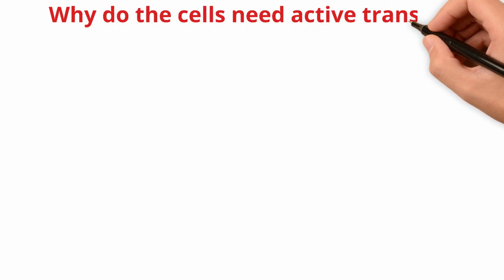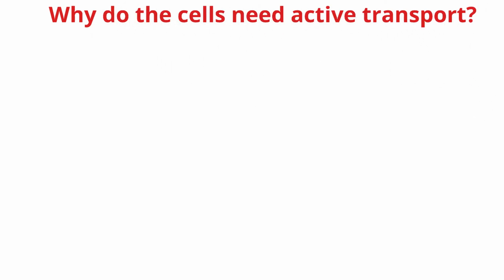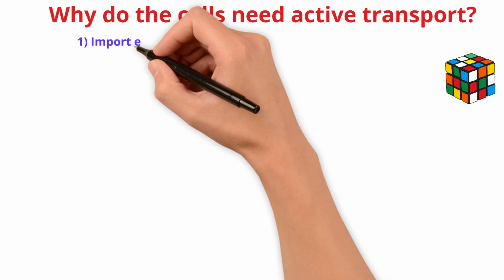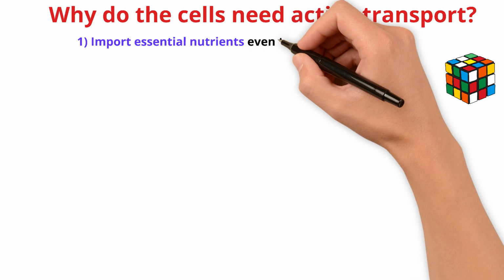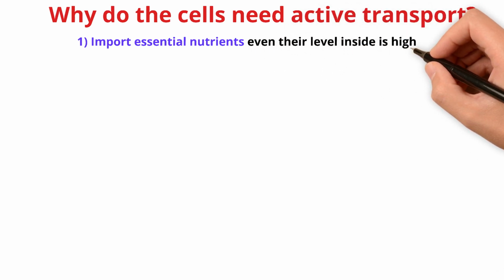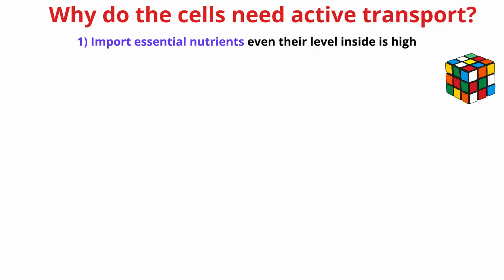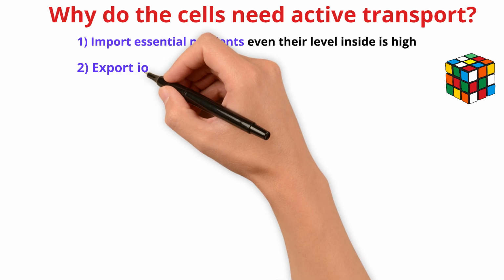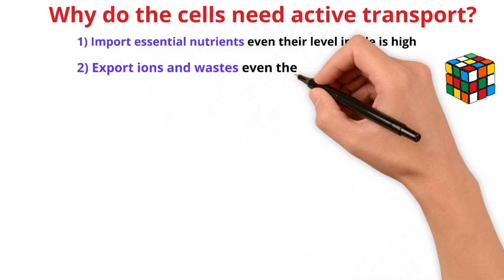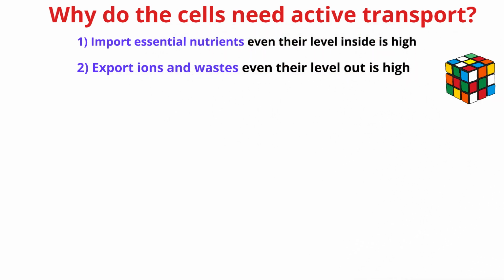So why do cells go to all this trouble? The answer is that they can't just let substances drift in and out randomly. Sometimes, a cell needs to import essential nutrients or ions, even when these are already present in higher amounts inside it. Other times, it needs to expel ions, wastes or toxins, even if those are more concentrated outside it. This is where active transport becomes essential.